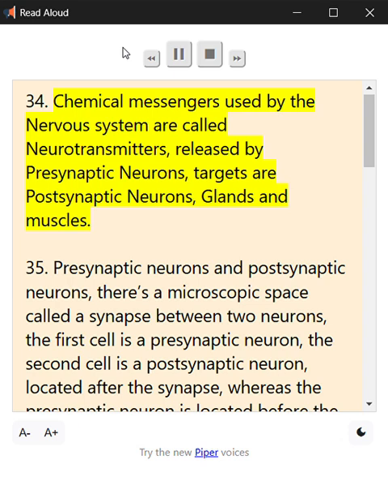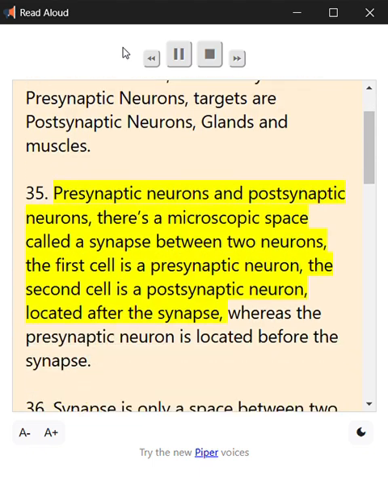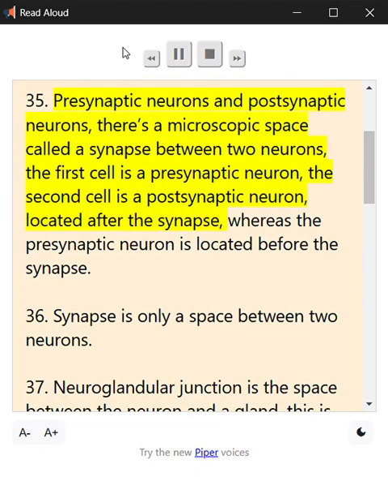34. Chemical messengers used by the nervous system are called neurotransmitters, released by presynaptic neurons. Targets are postsynaptic neurons, glands and muscles. 35. Presynaptic neurons and postsynaptic neurons. There's a microscopic space called a synapse between two neurons. The first cell is a presynaptic neuron, the second cell is a postsynaptic neuron, located after the synapse, whereas the presynaptic neuron is located before the synapse.